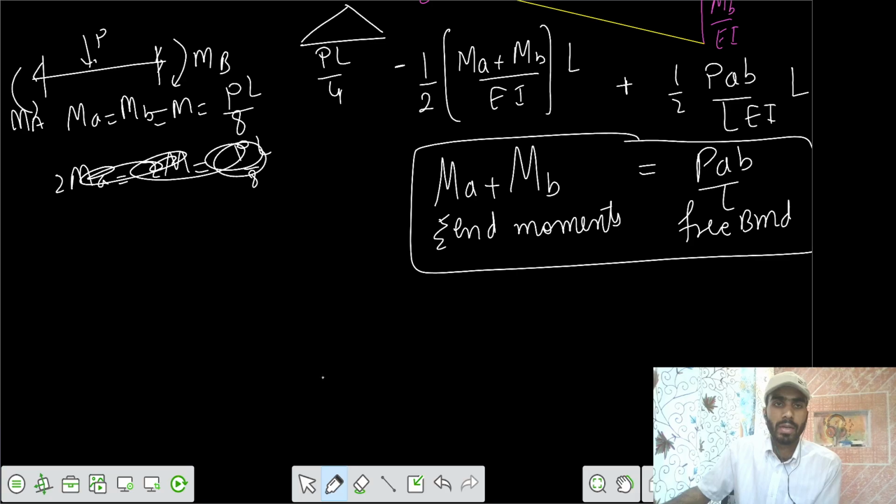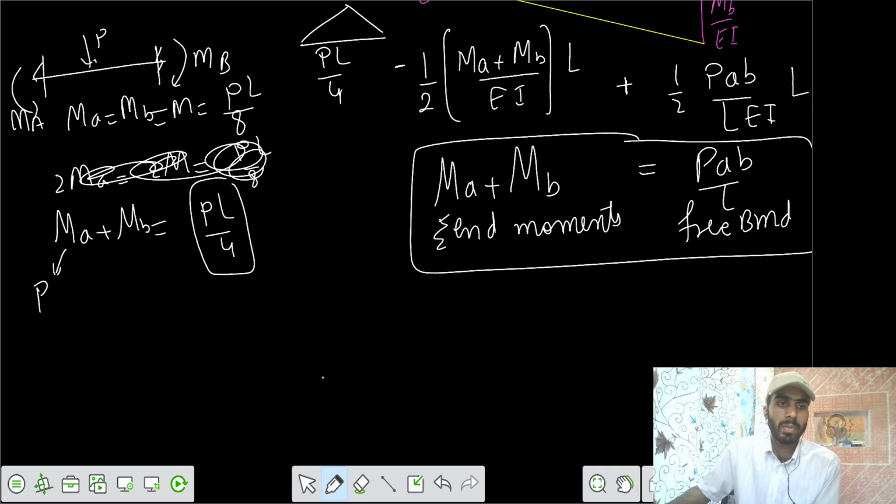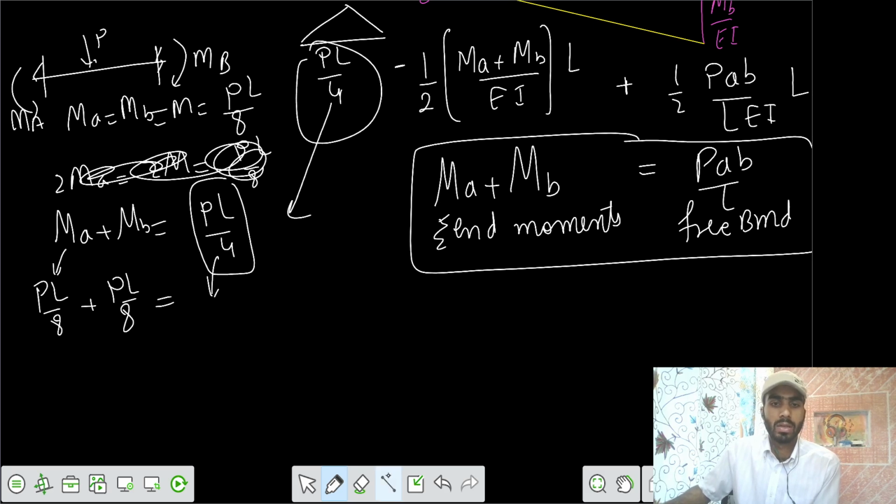So we can write, in terms of this, MA plus MB equals PL by 4. We want to check whether this exactly equals this one. So we have MA equals M, that was PL by 8, plus PL by 8, that equals the free BMD value of PL by 4. Okay.